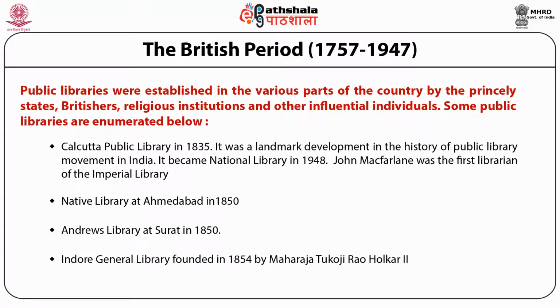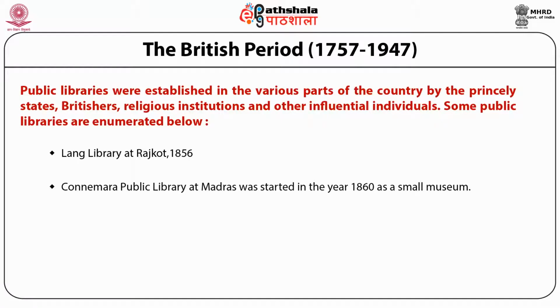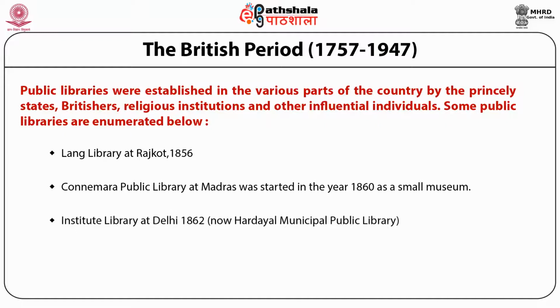Indore General Library, founded in 1854 by Maharaja Tukoji Rao Holkar II. Richard Deepchand Library at Bharuch, 1855. Lang Library at Rajkot, 1856. Connemara Public Library at Madras was started in the year 1860 as a small museum. Institute Library at Delhi, 1862. Now it is known as Hardayal Municipal Public Library.